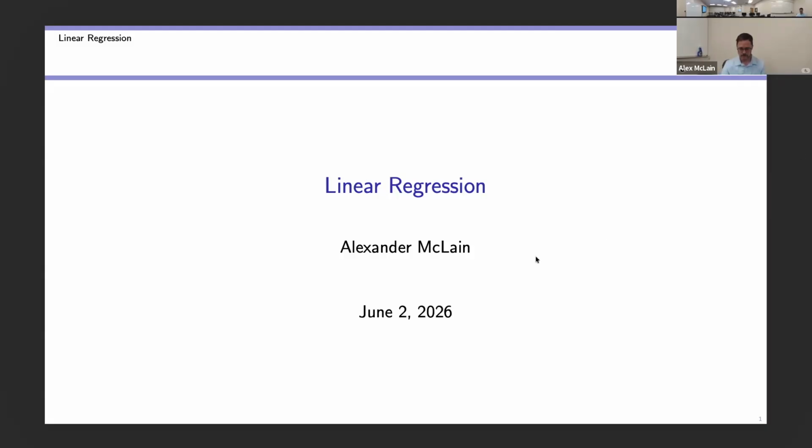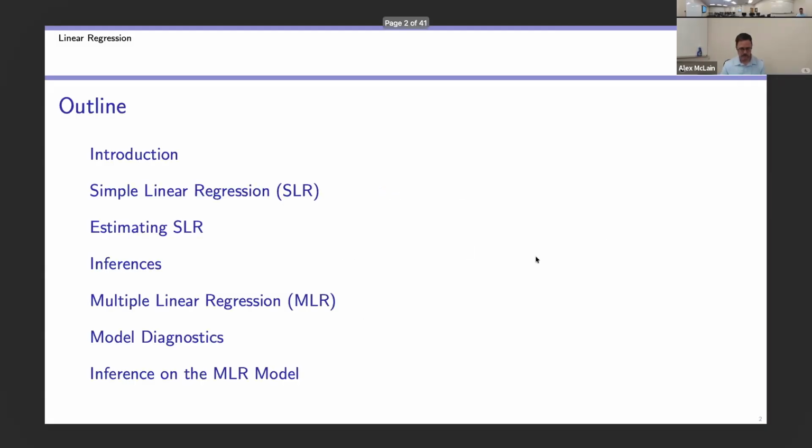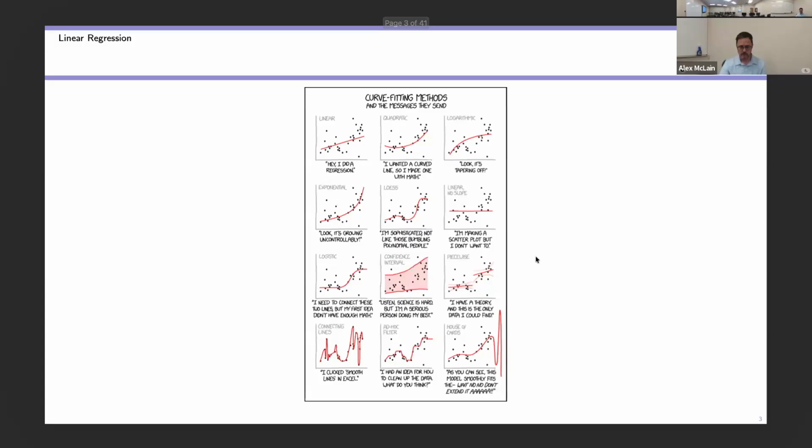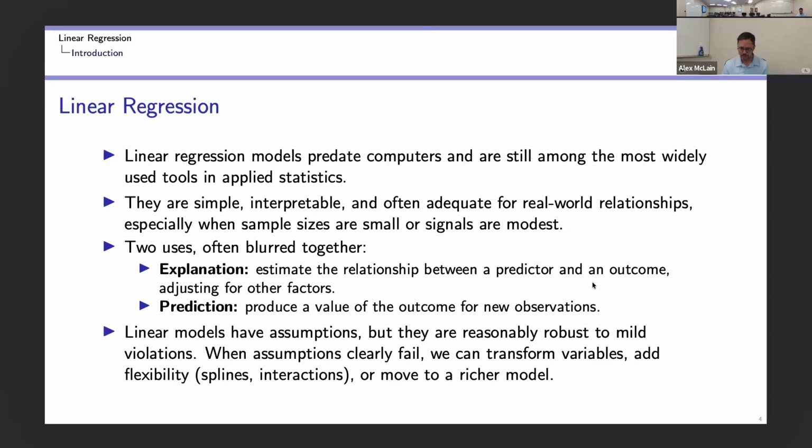Let's go through a quick outline of what we'll be doing here today. We'll start with simple linear regression, which is when we just have one predictor variable, how to estimate that, how to make some inferences. We'll go to multiple linear regression and model diagnostics, and then we'll talk about inferences on the multiple linear regression model. This is a little humorous figure here, some of the curve fitting methods, what they say. I encourage you to look over that.